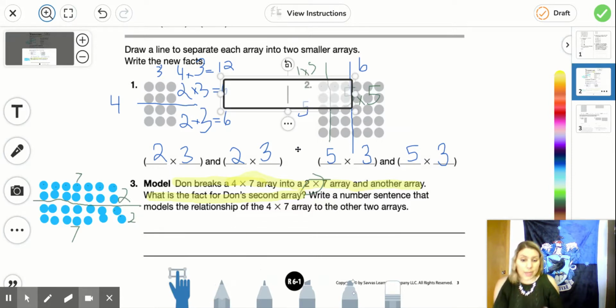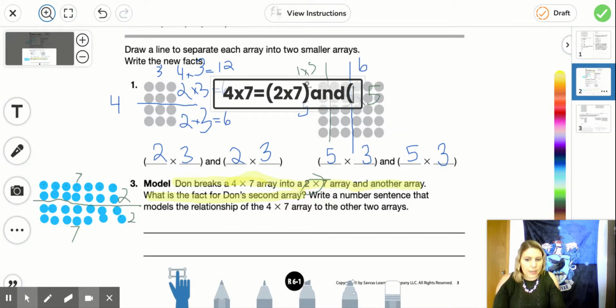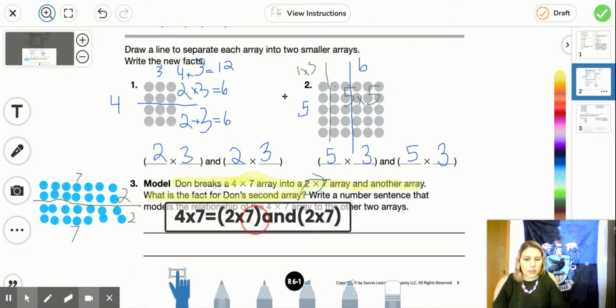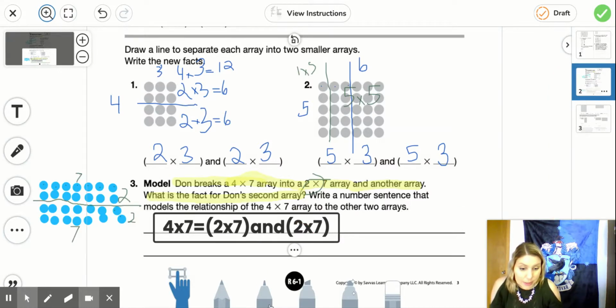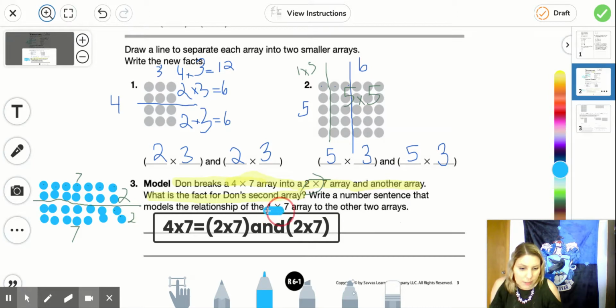So when I type my answer, I'm going to type 4x7, because that x stands for times, equals, you'll find the equal sign next to your backspace or delete button. And then a parentheses is shift 9 to get the semicircle. And I'm going to do my first fact here, which is 2 times 7. To get the second parentheses, I'm doing shift 0 and shift 9 again. My second array was another 2 times 7, shift 0. And then I'm going to move that down where it's supposed to be. And that's it. So we wrote a number sentence that models the relationship of 4 times 7 to the other 2 arrays. So we've done that part as well.